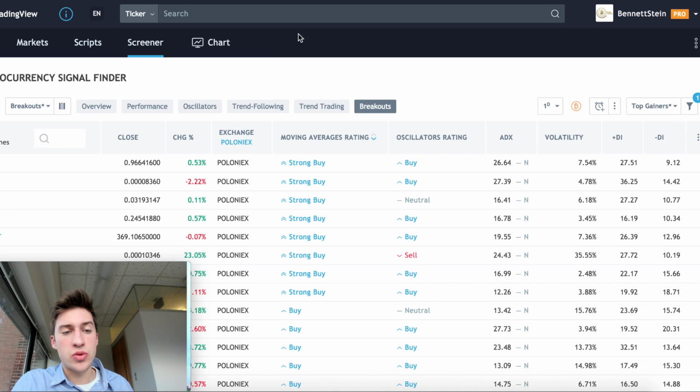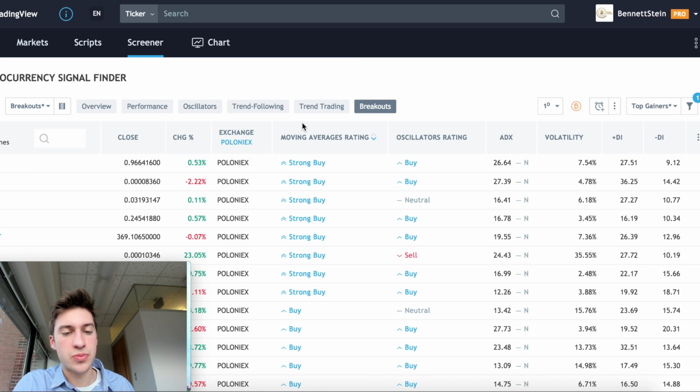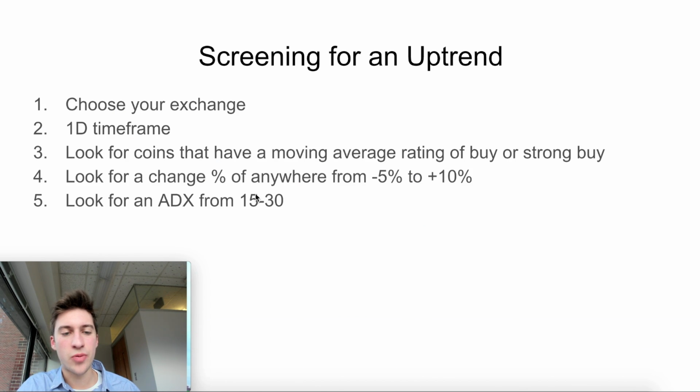The first thing that you want to do is choose your exchange and then go to the 1 day. Then you want to look for coins that have a moving average rating of buy or strong buy. You just hit this and you get these. You also want to find a change percent of around -5 to 10%. This is just how much percent change happened in the past day.